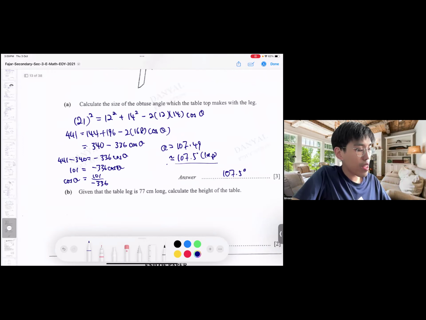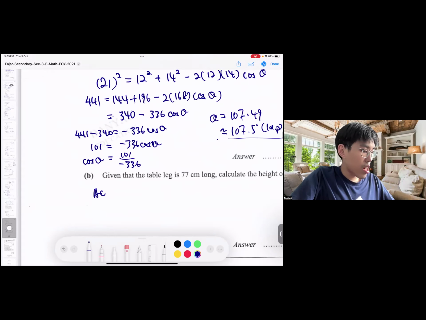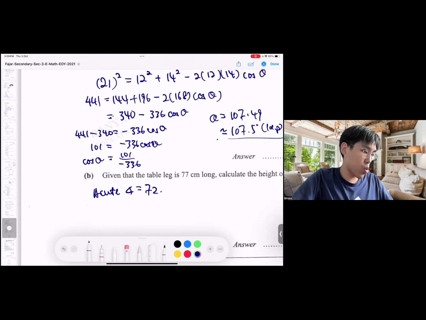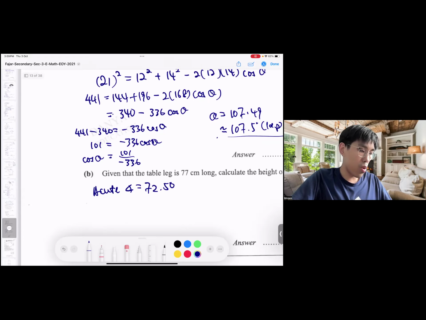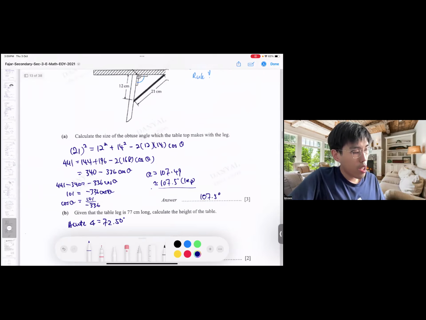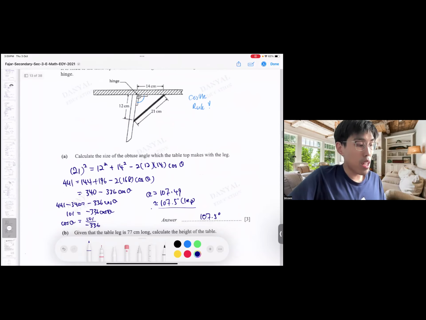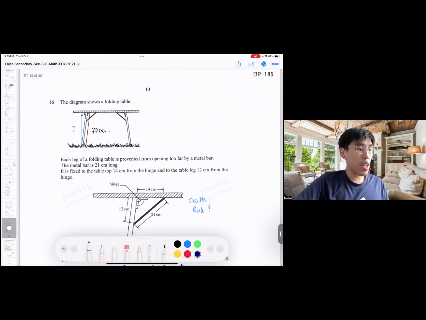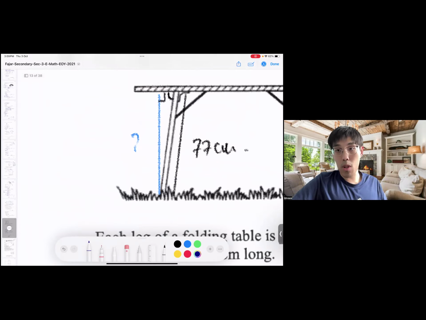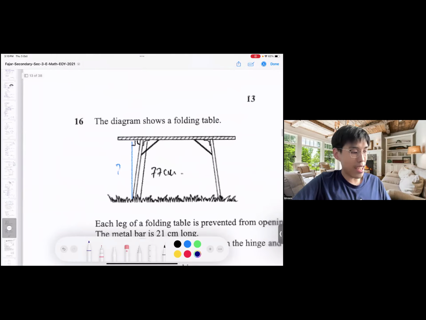Okay. So the acute angle is equal to 180 minus this angle, 72.50. This one right here for fun only, because I'm using my calculator value. Okay, so because it's 77, this is 77. I'm looking for the opposite. Look carefully, opposite. So I have opposite and hypotenuse. So I'm looking at sine.